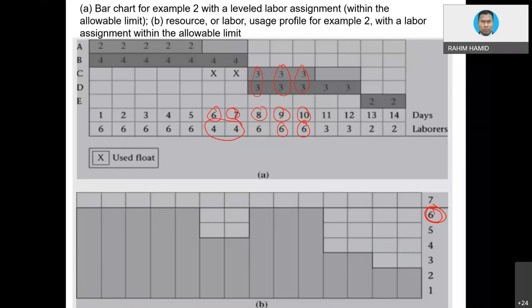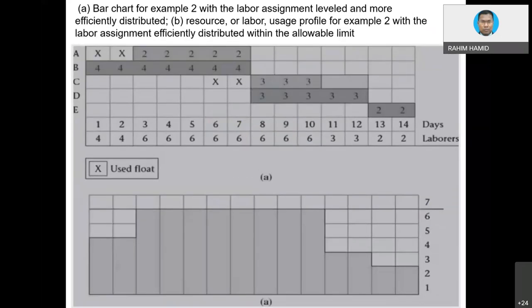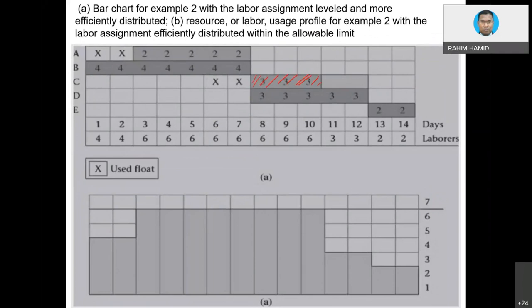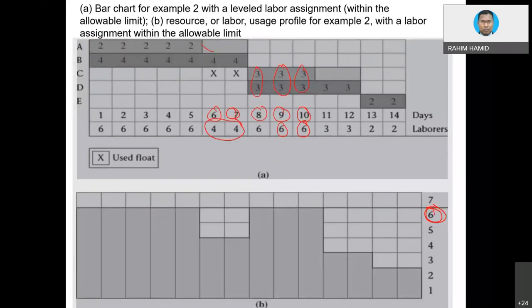But let's take another step further. This is another example. You notice that activity C, we start a little bit late by 2 days. This is what we already adjusted. But then you notice this one: activity A has 2 days of free float here that we have not used before, because we simply used the early start.